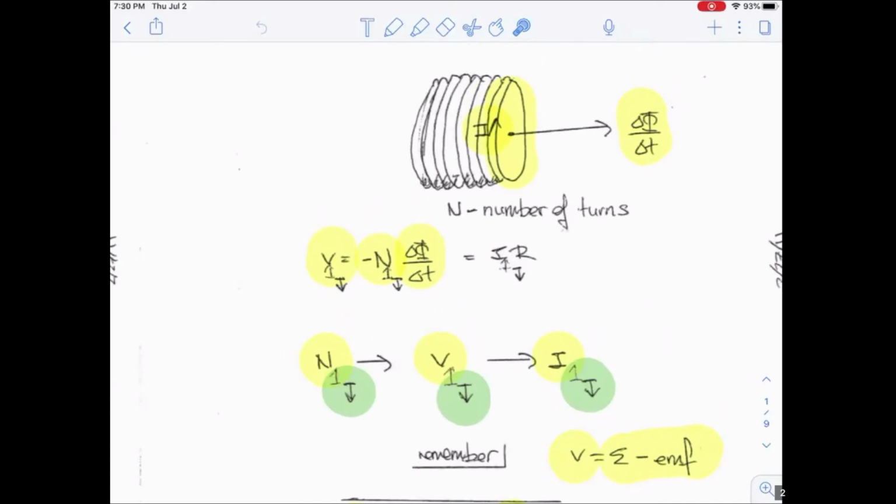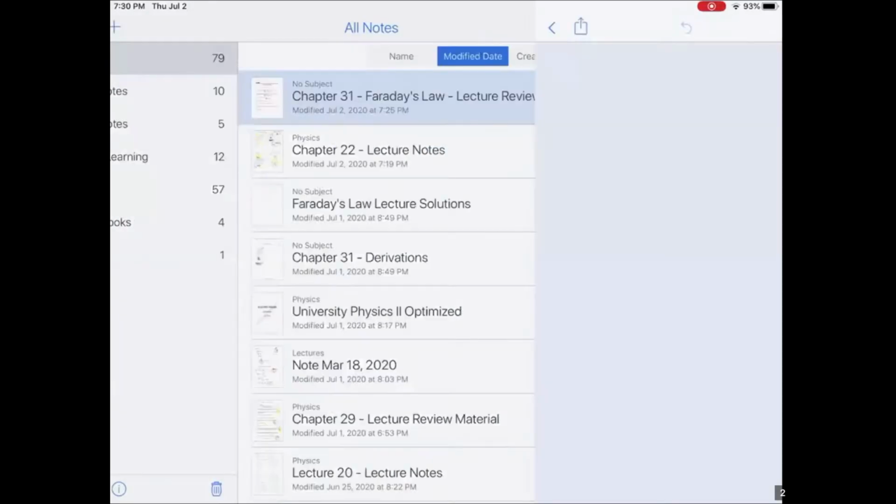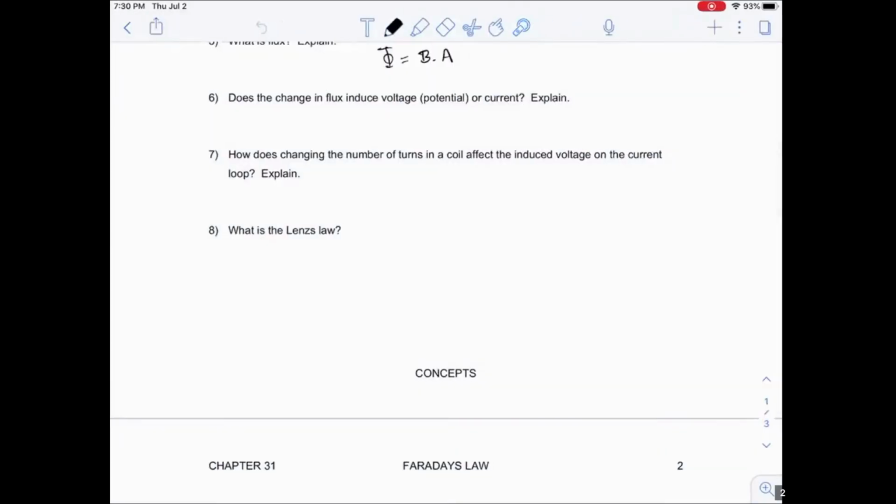All right, let's back out of this. Let's get back to the lecture review materials. So does the change of flux induce voltage or current? What we know is that the change of flux in this case actually induces voltage, and the voltage is what drives current.